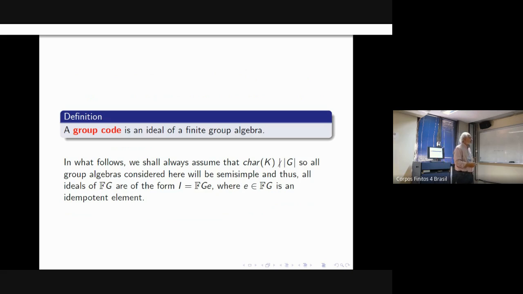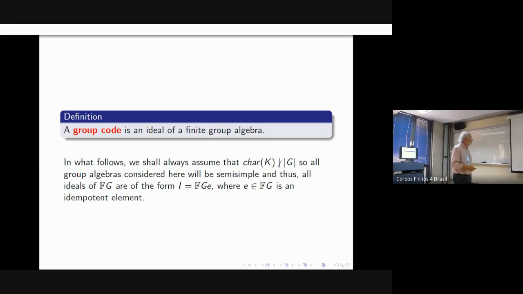If we wish to study ideals of a finite group algebra, in what follows I will always assume that the characteristic of the field does not divide the order of the group. So the group algebra is semisimple, meaning that every ideal of the group algebra is generated by an idempotent. So essentially, to study group codes under this assumption is equivalent to determining or studying idempotents in the group algebra.